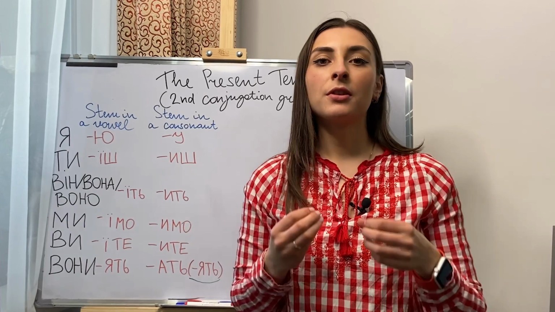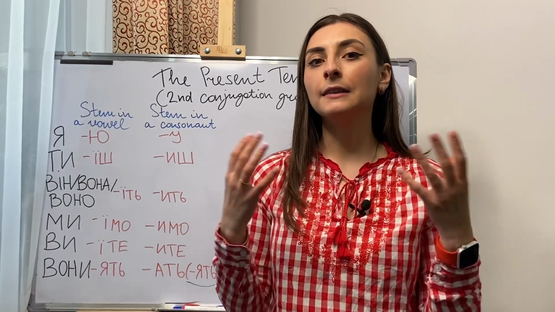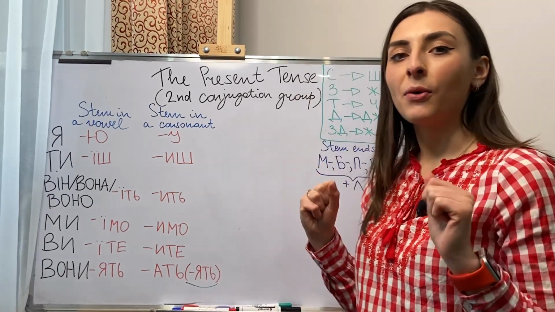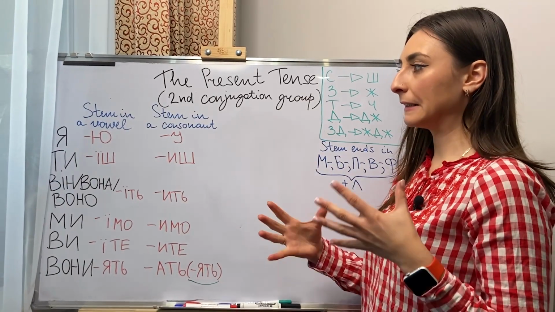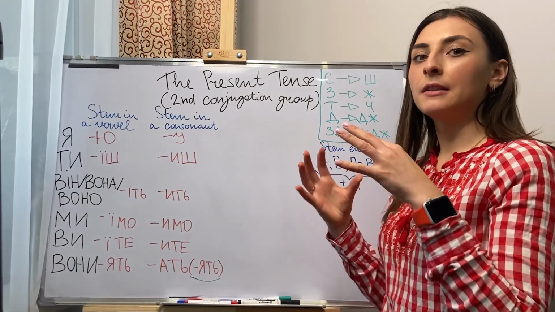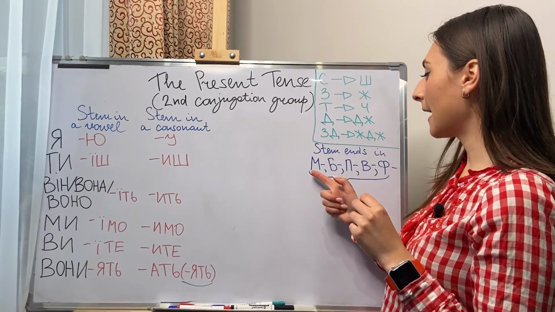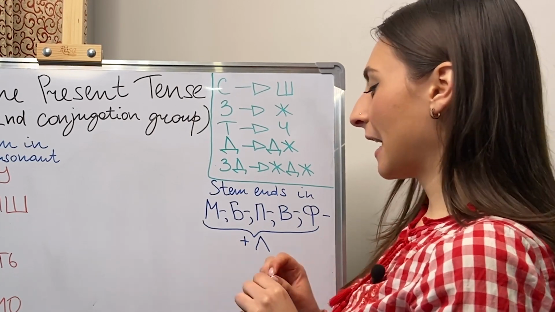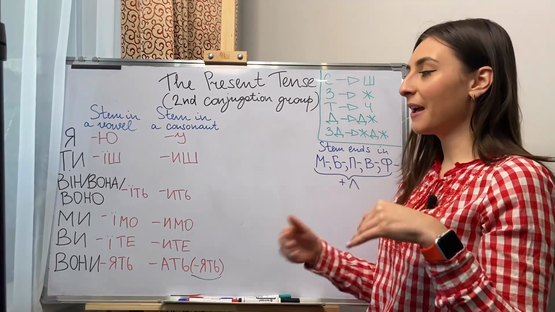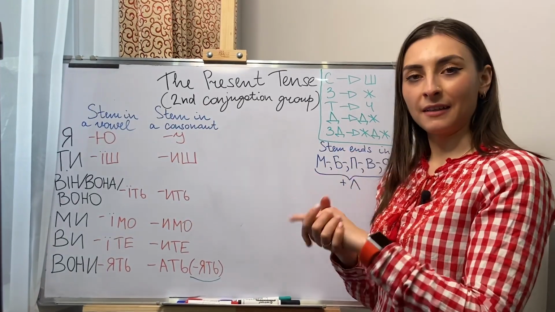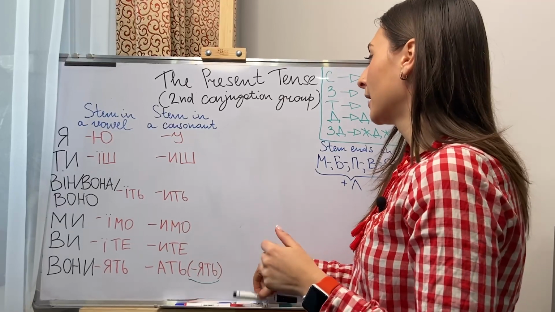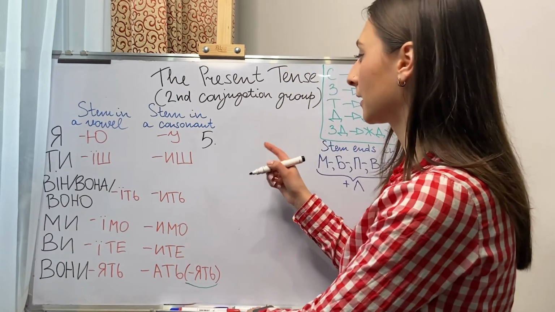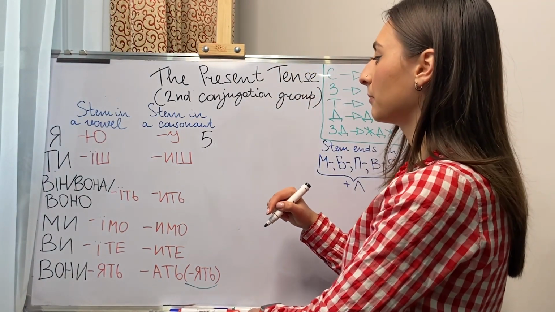Group number 5. The verbs that belong to this group also end in ити. But we have a very specific rule here. When we have these verbs that end in ити and the stem ends in m, b, p, v, f, then you have to add l after them and then add the specific endings. Let me give you the examples.